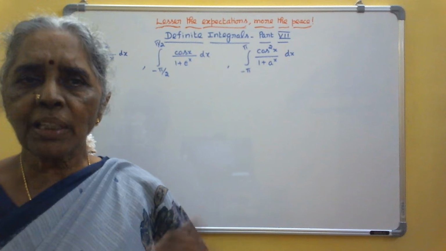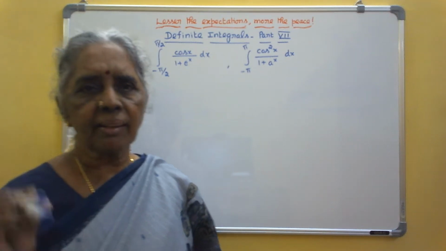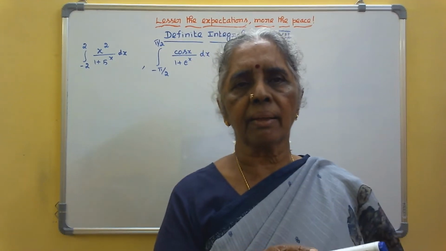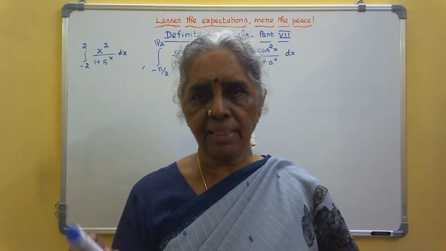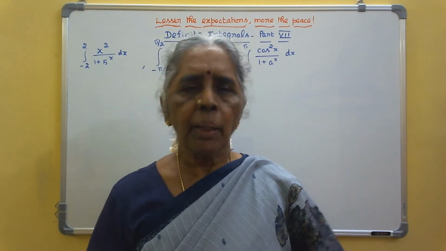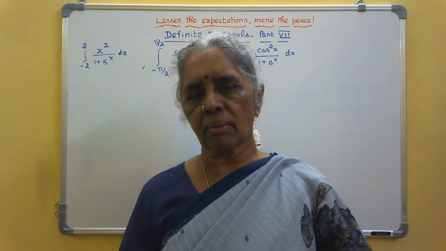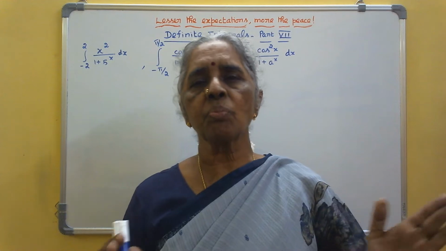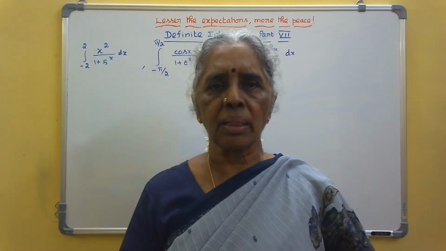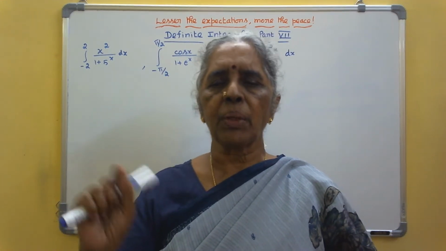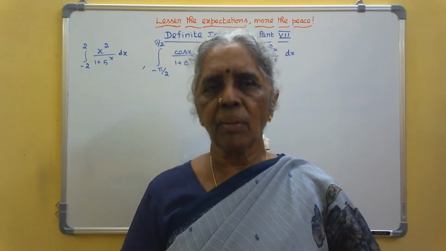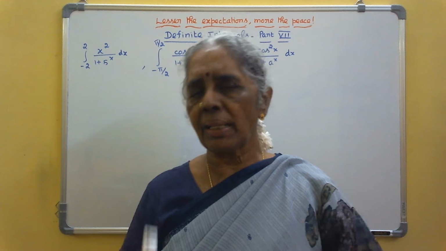Immediately, which property will come to your mind? Integral from minus a to a of f of x dx will be twice the integral from 0 to a of f of x dx if f is even. It will be equal to 0 if f is odd. But in sums of this model, where you have got some a power x term or an e power x term, we won't be able to use that property. I will tell you the reason.